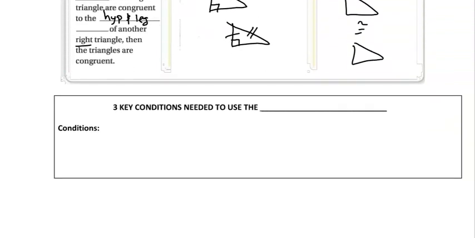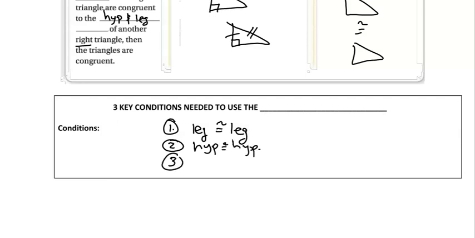So let's go through here. The three things that you need to be able to prove inside of your proof to show that the two triangles are congruent would be: 1, a leg is congruent to a leg. Somewhere in your proof, you're going to need to show one of the shorter sides is congruent to one of the shorter sides. The other thing in your proof, you need to show the hypotenuse is congruent to the hypotenuse.